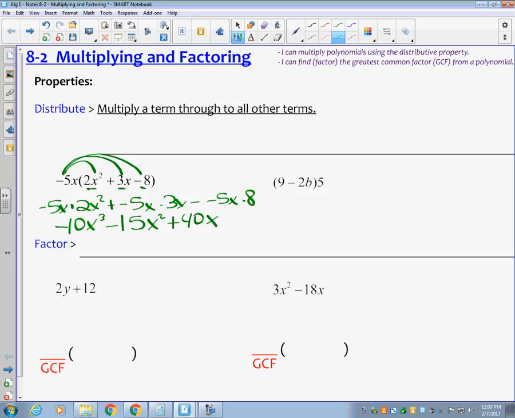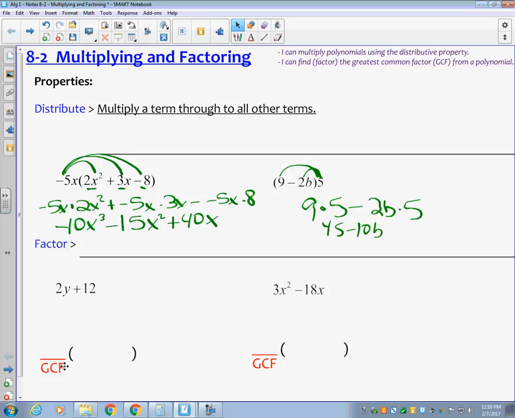Okay. The same is true even when the number is on the right-hand side. Everything inside still gets the 5. So it's 9 times 5 minus 2b times 5, which means 45 minus 10b. So in this case, because I'm multiplying, I multiply the 2b times the 5 to get the 10b. But I can't add or subtract them. I can multiply them together all day, but I can't add or subtract them together until the exponents and the letters are exactly the same.